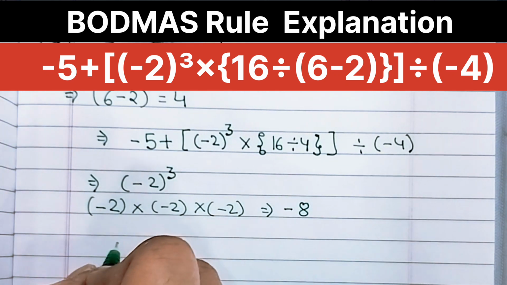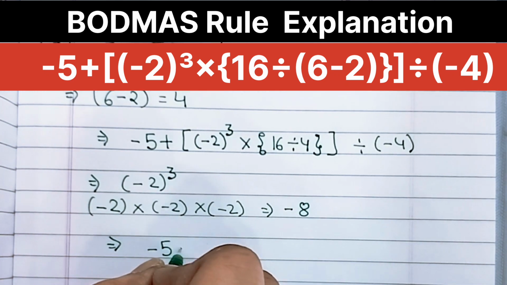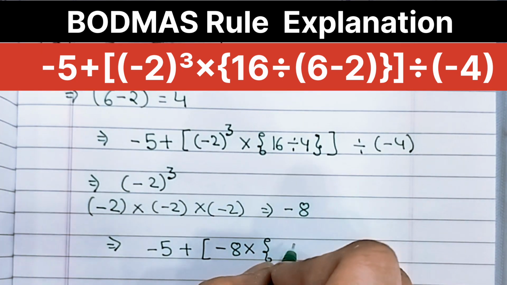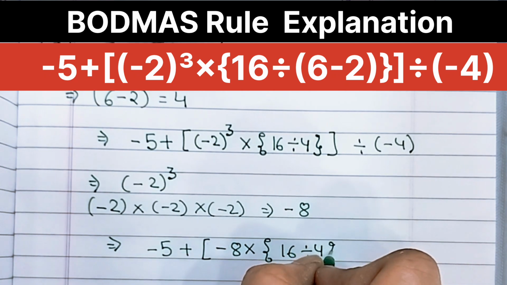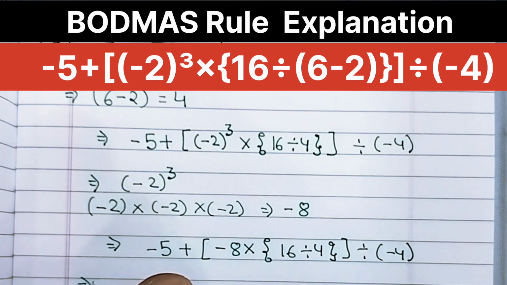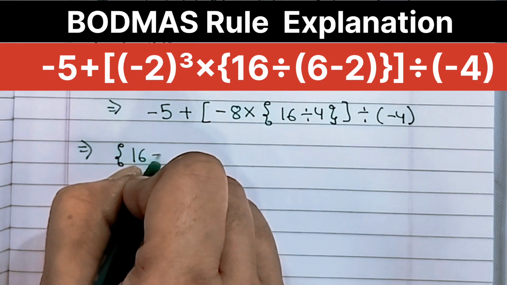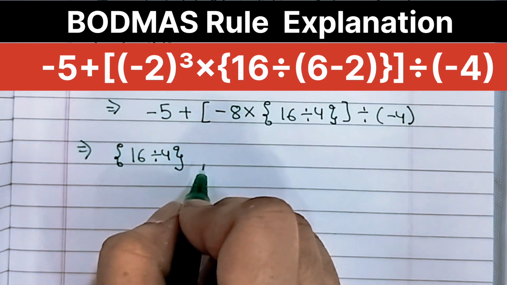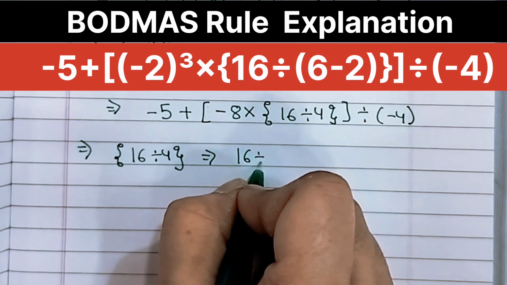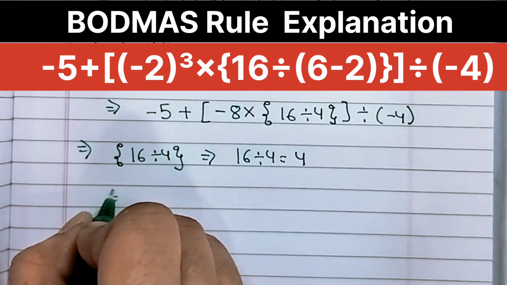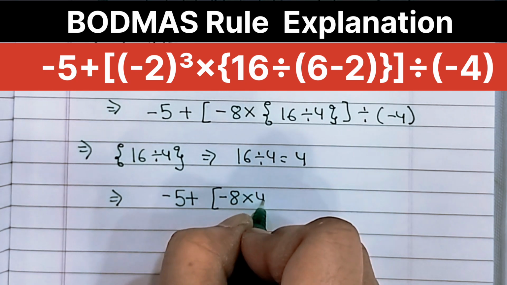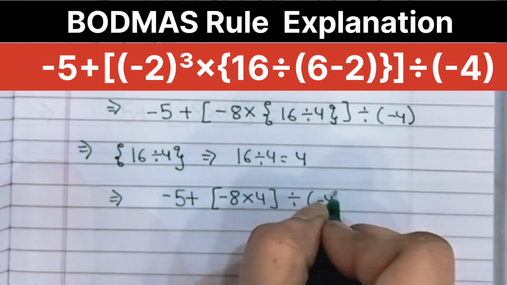So it is minus 8, and the resulting expression becomes minus 5 plus square bracket minus 8 multiplied by curly braces 16 divided by 4, and then divided by minus 4. Now step 3, solve for the curly braces. 16 divided by 4. Now we move outward to the next set of brackets. So the answer is 16 divided by 4 equals 4. Now the resulting expression becomes minus 5 plus square bracket minus 8 multiplied by 4, and then divided by minus 4.